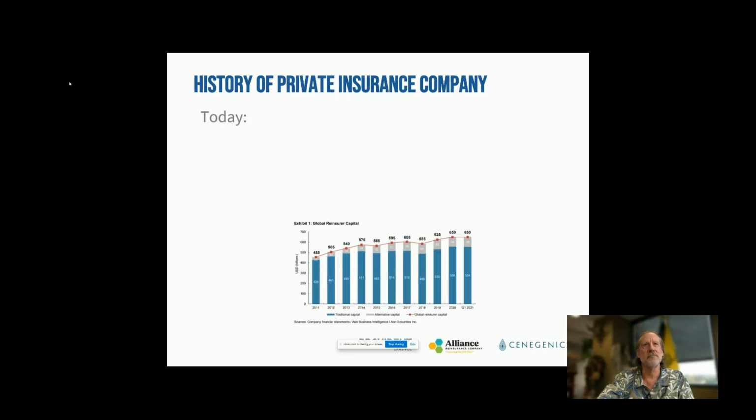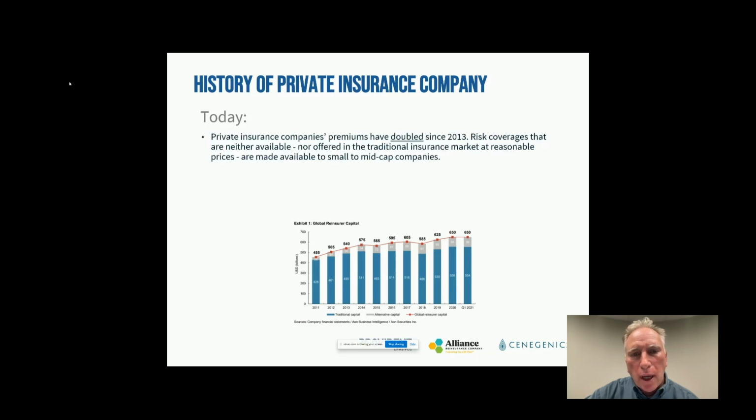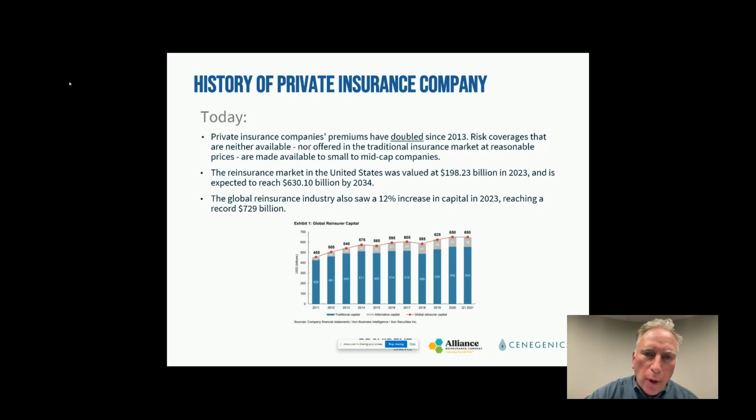In today's modern era of reinsurance, it's exploded. It's actually doubled since 2013. And what's driving this is if you checked your insurance company premiums recently, they're going crazy. In fact, in California, you can't even get fire insurance. So either they're expensive or they're not available, which is driving self-insurance.